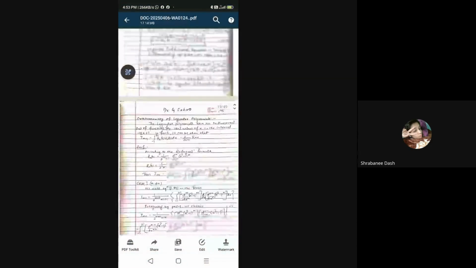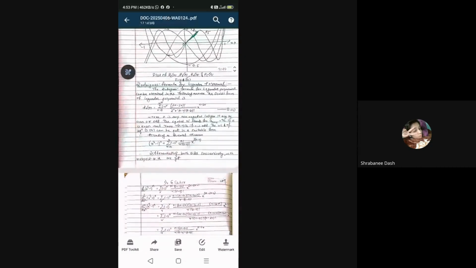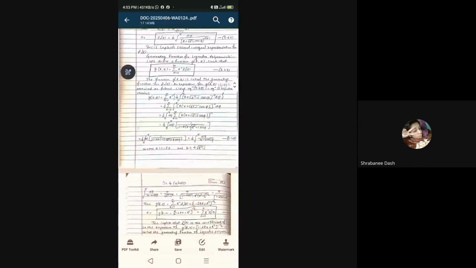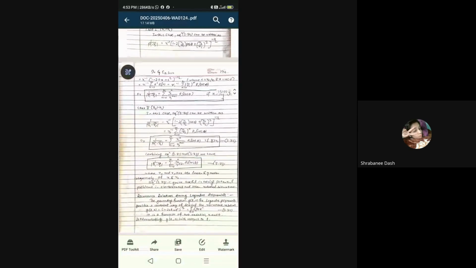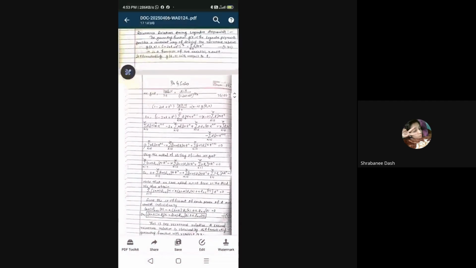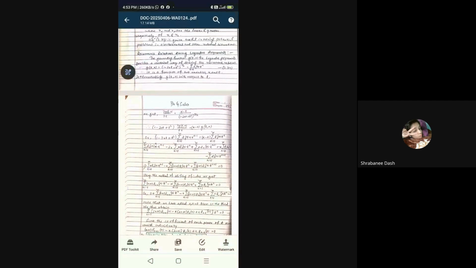Then another important thing is the recurrence relation, which is usually asked in different examinations as a 5-mark question or 8-mark question.